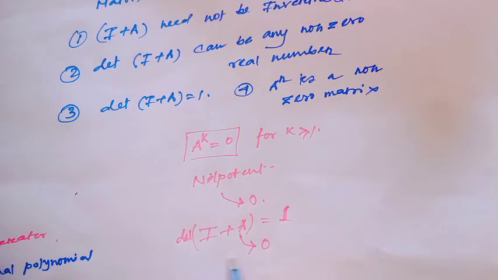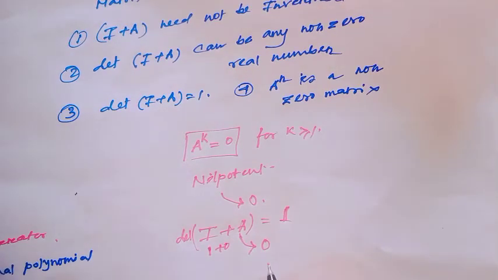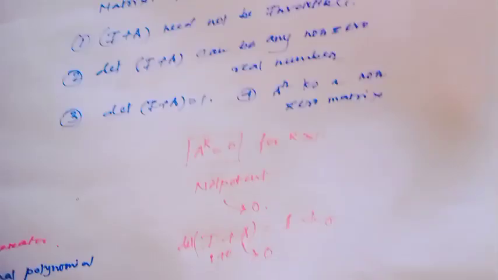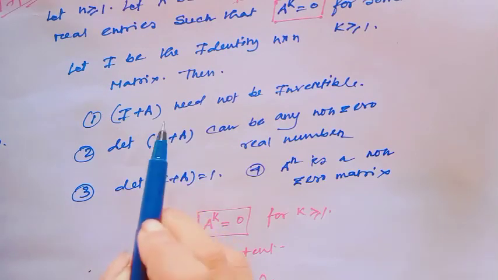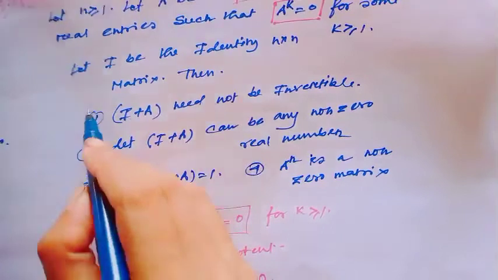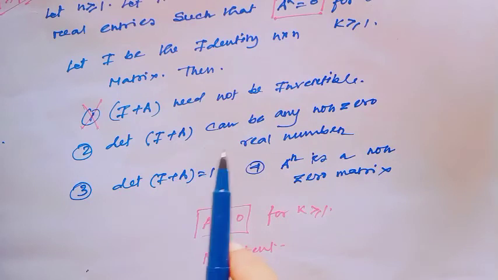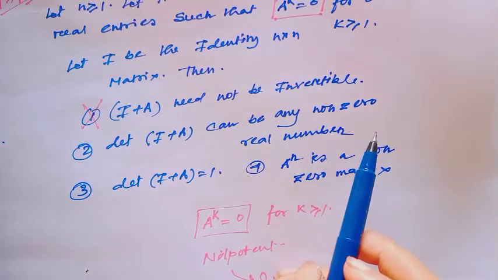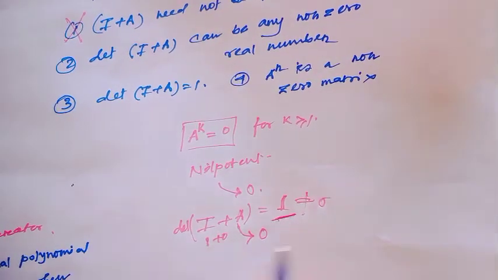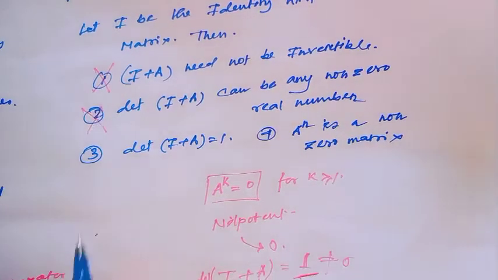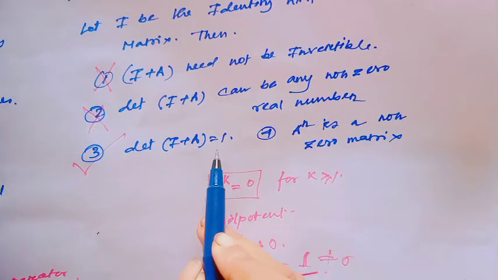Since here all values are 0, that means this condition is 1 plus 0, right? So this is not equal to 0. So option 1 is a wrong option, because option 1 indicates I plus A need not be invertible. Option 2 indicates determinant of I plus A can be any non-zero number. This is also a wrong option, because not any non-zero number, here only 1. So option 2 is also a wrong option. And option 3 is a right option. Determinant of I plus A equals 1.